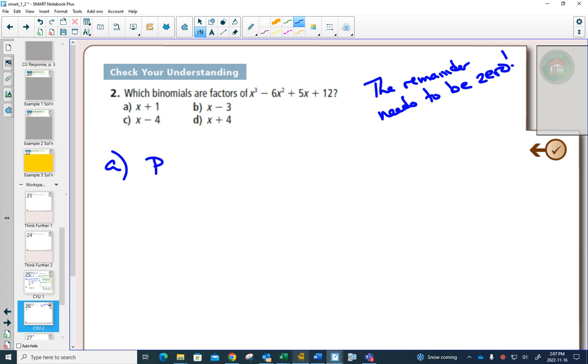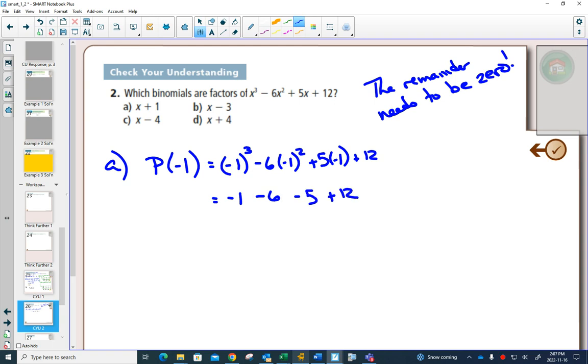So with the remainder theorem, you'd have to plug in -1. And that's not hard to do. -1 cubed minus 6 times -1 squared plus 5 times -1 plus 12. Probably some of you wouldn't even write that line. You would just do mental math and go -1 cubed is -1. -1 squared is 1 times the -6 is -6. -1 times 5 is -5 plus 12. I get a remainder of 0. So I know that x plus 1 is a factor.